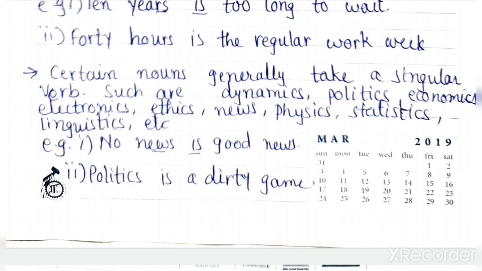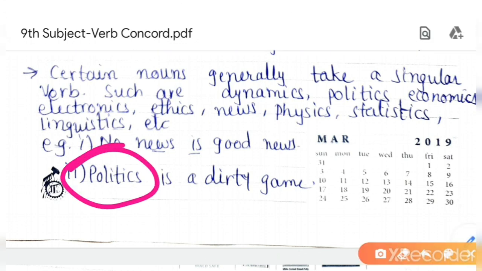Next one is certain nouns generally take a singular verb, such as dynamics, politics, economics, electronics, ethics, news, physics, statistics, linguistics, etc. These are the nouns which generally take a singular verb. So many examples are there with me. Politics is a dirty game. See the word politics, news. After these words only a singular verb is used.